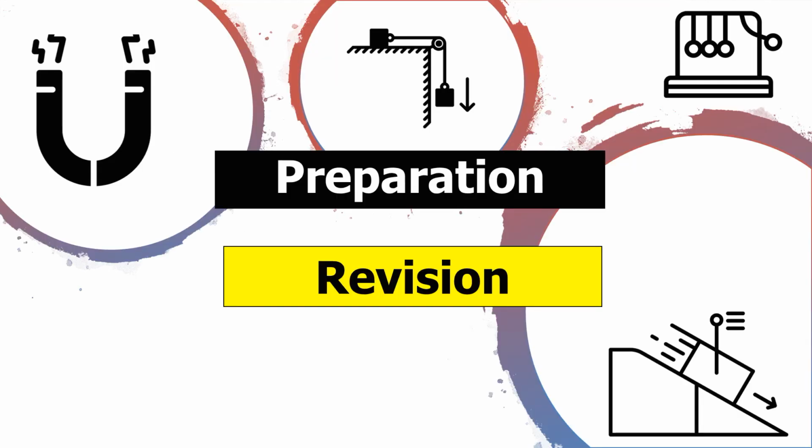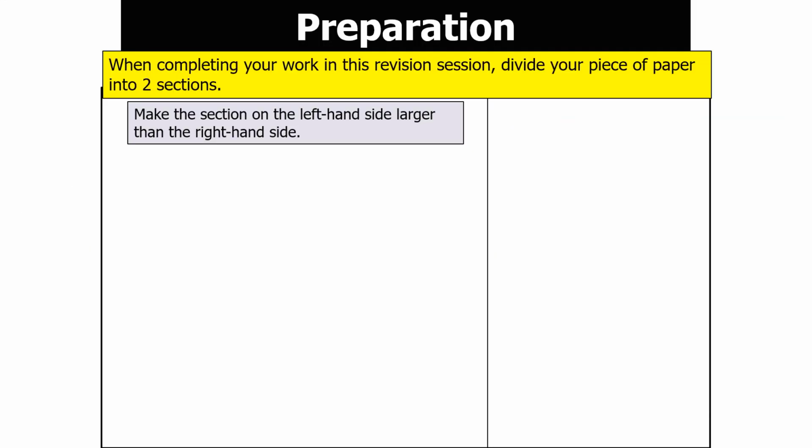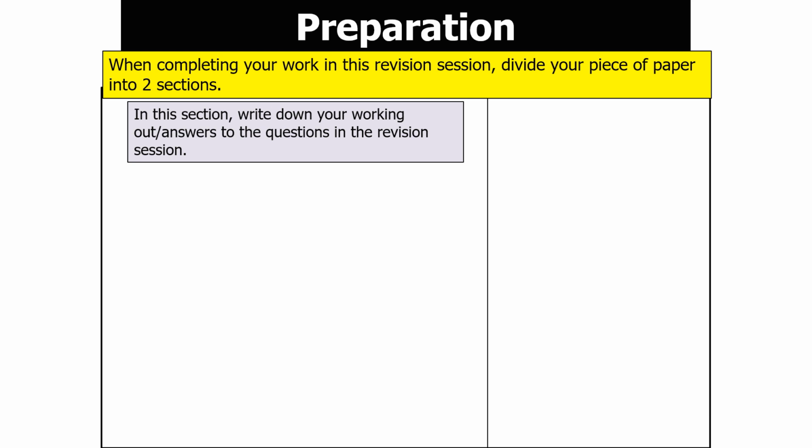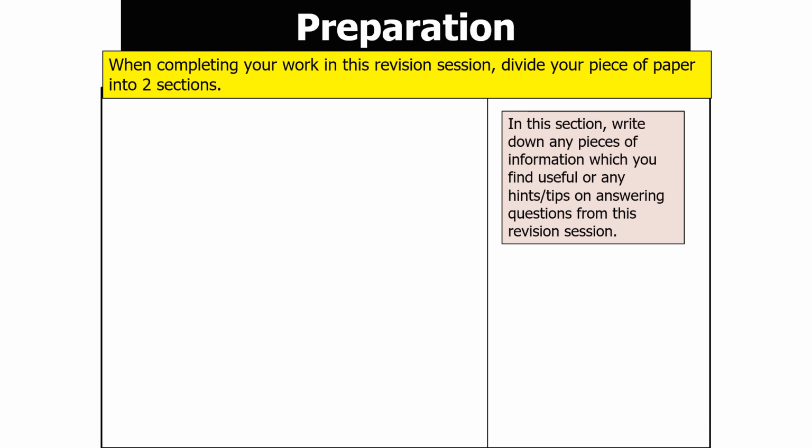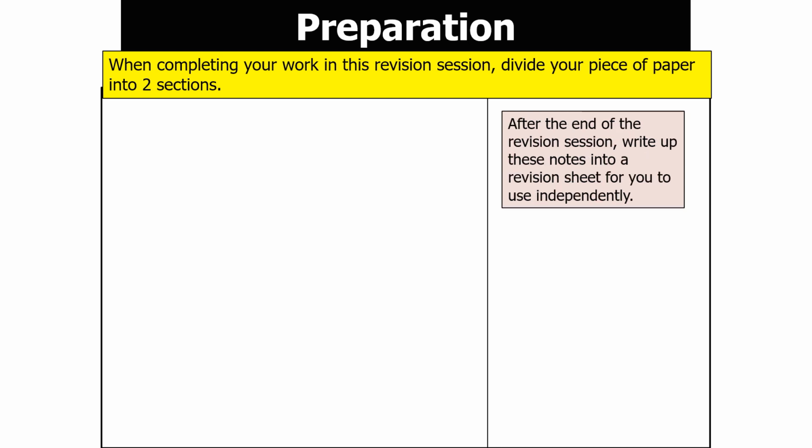So how should you prepare for this revision session? Well, when you're completing your work, divide your piece of paper into two sections. Make the section on the left hand side larger than the right hand side. In this section, write down your working out and answers to the questions. Make sure you write your answers in full sentences and show your full working out. Whilst on the right hand side, write down any bits of information which you find useful, any hints and tips on answering questions from this revision session. At the end of this revision session, write up these notes into a revision sheet for you to use independently.